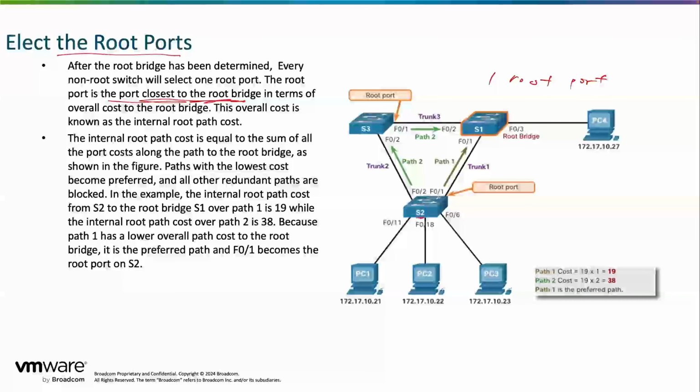For example, in this case, S2 just elected FastEthernet 0/1 as the root port, because this one is the closest to the root bridge, which is S1. There's only one hop, only one trunk link or path. So this is the closest port to the root bridge. For S3, it has the root bridge here. This is the closest port to the root bridge. This is how we elect the root ports on every switch.